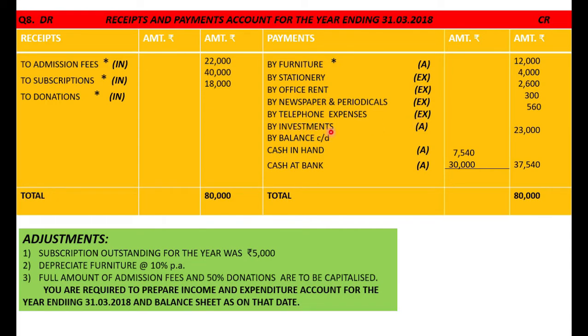By investments are the assets, so they are recorded in the balance sheet asset side. By balance carried down, cash in hand and cash at bank, both are assets, so they are recorded in the balance sheet asset side. Students, here for assets, I have denoted it with the initial A, and for expenses, I have denoted it with the initial EX.